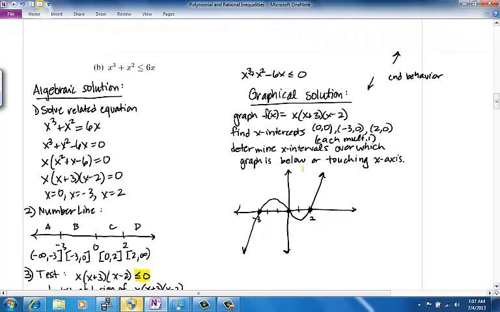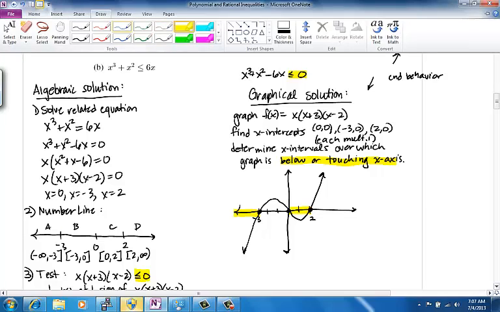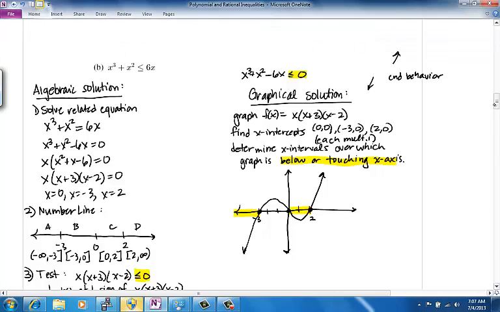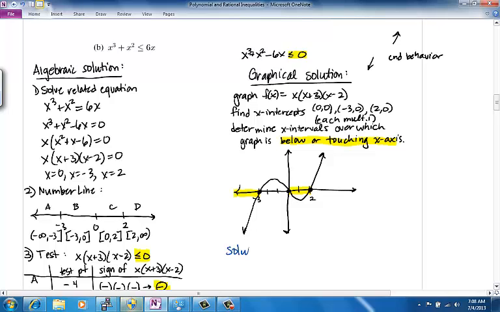So again, we were choosing below or touching the x-axis because of the less than or equal to 0. Looks like the first interval and then the third interval we would have the graph below or touching the x-axis. So our solution set is going to be negative infinity to negative 3, union 0 to 2. And again, we're using square brackets to include the endpoints because of the equality in the inequality, so less than or equal to 0.